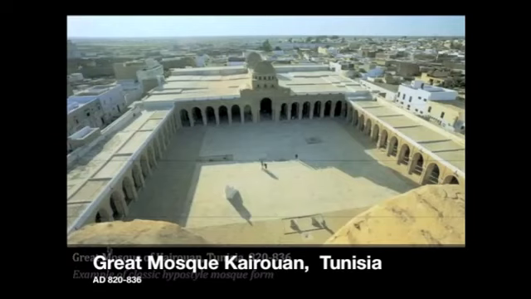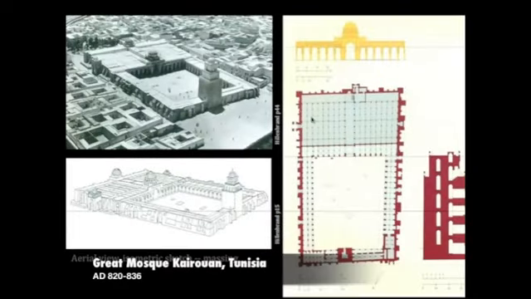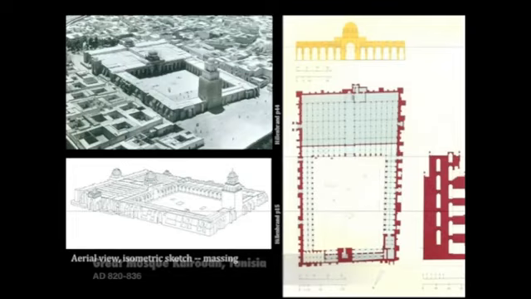Here's the big courtyard of a different mosque in Tunisia. We're becoming familiar with the typology. This is different from the Damascus Mosque. In the Damascus Mosque, we had the worship hall on the long end. Here we have the worship hall on the short end. It can happen wherever it needs to happen.